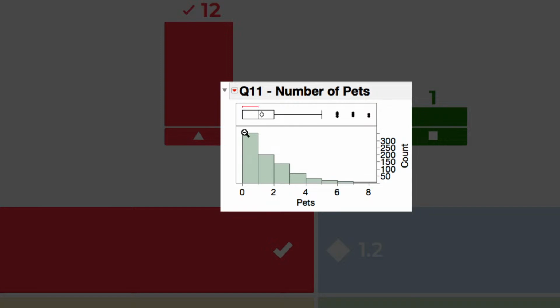Can anyone tell me what the minimum value is? We asked people, how many pets do you own? So what was the minimum value reported for number of pets owned? Great job. Mary's put the answer in the chat for how to solve it. Great job, Mary. Throw another 20 points. What was the minimum value? 0.